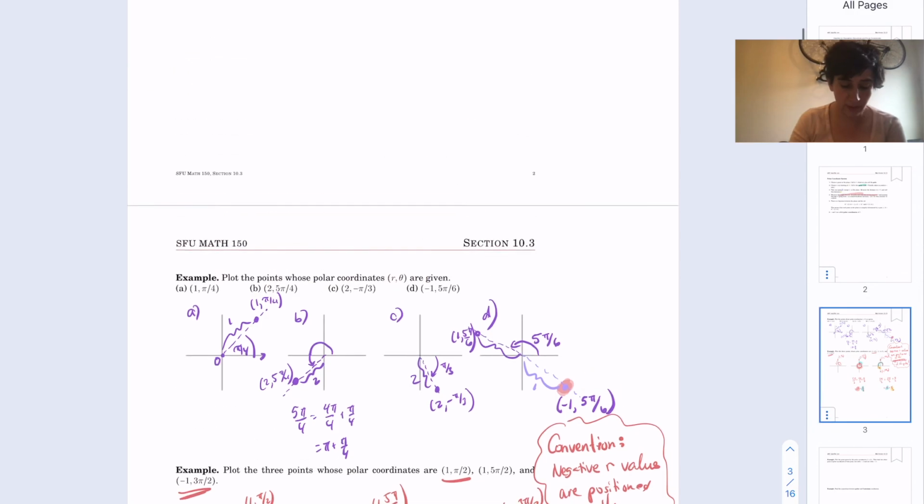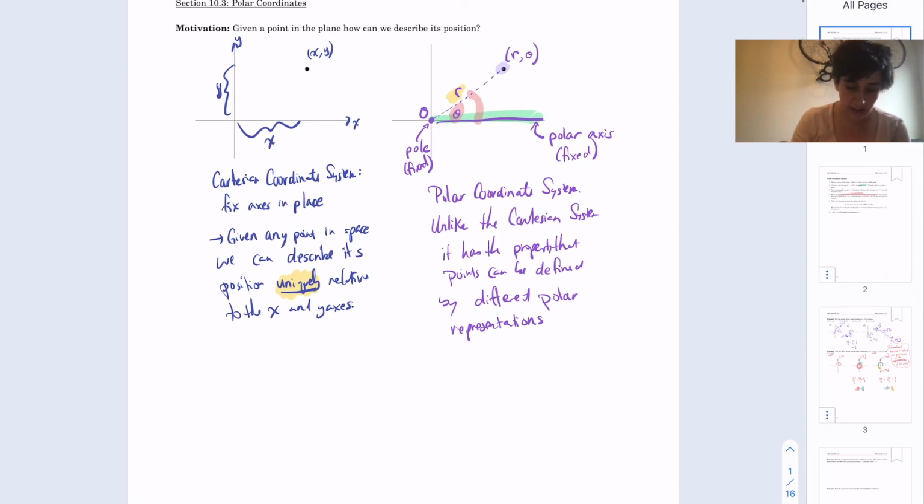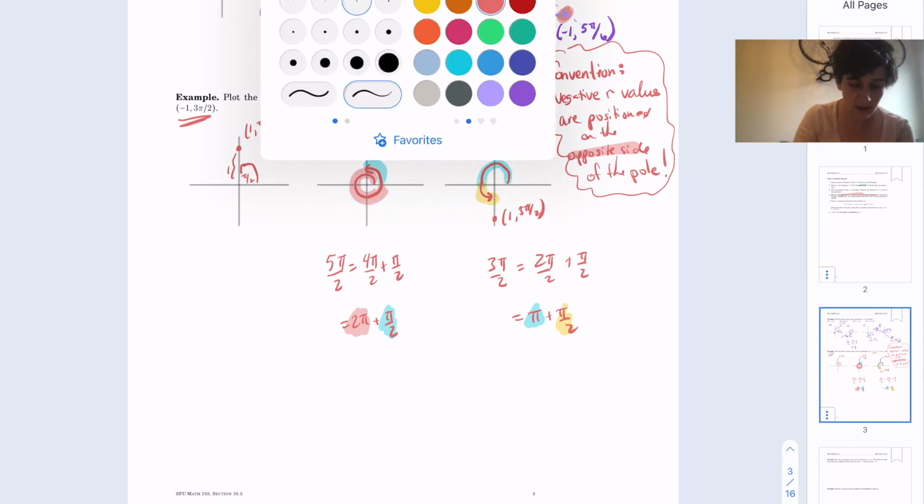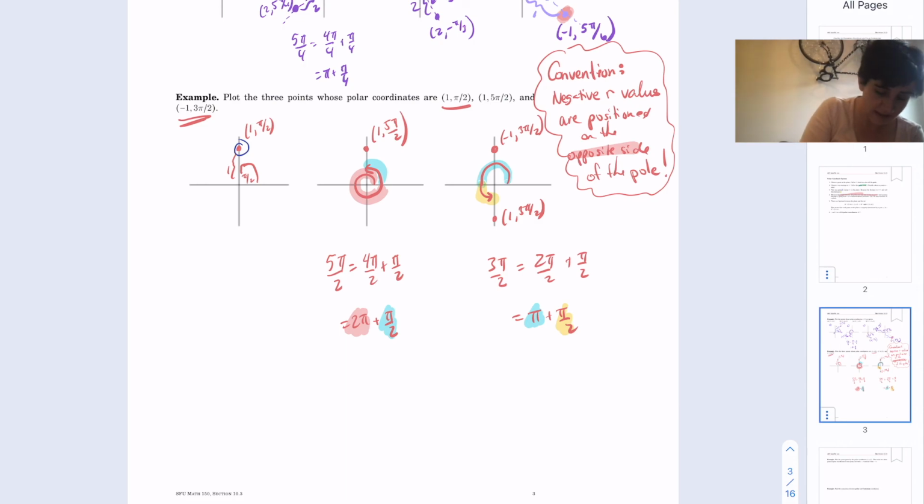So the point that I made above stands. Points can be defined by different polar representations. I have given 3 different polar representations, polar coordinates, for the exact same point.